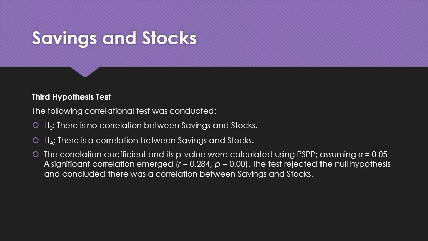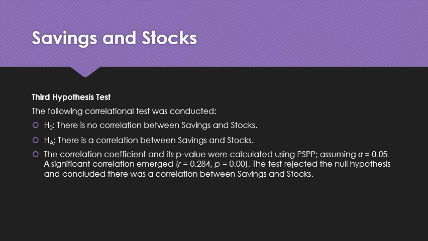Our third hypothesis test, savings and stocks. The following correlation test was conducted. The null hypothesis is there is no correlation between savings and stocks. The alternate hypothesis is there is a correlation between savings and stocks. The correlation coefficient and its p-value were calculated using the PSPP software.